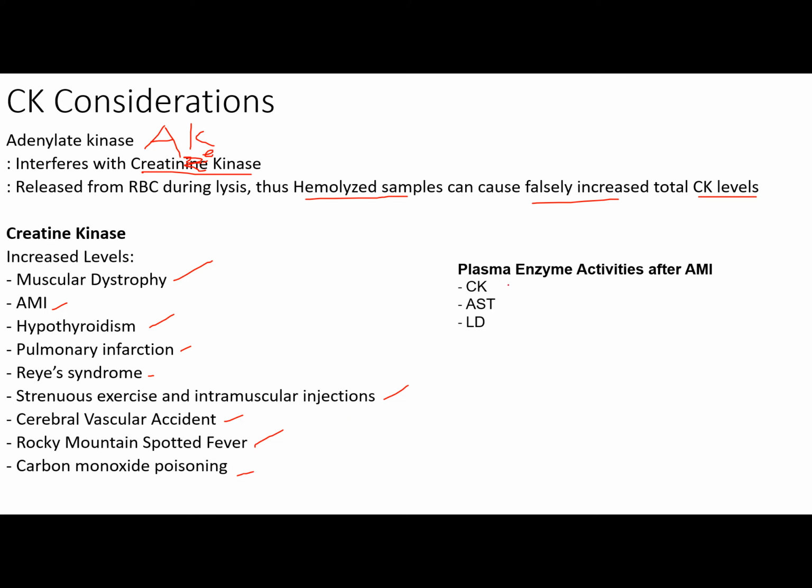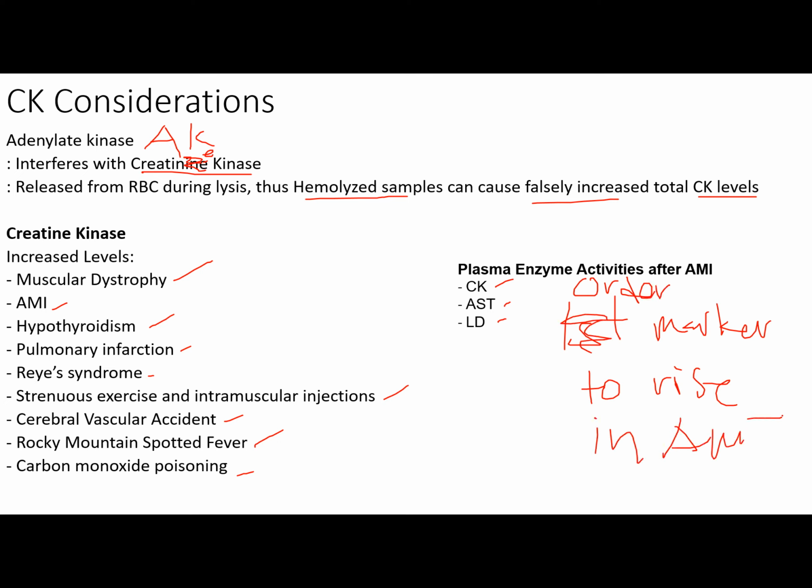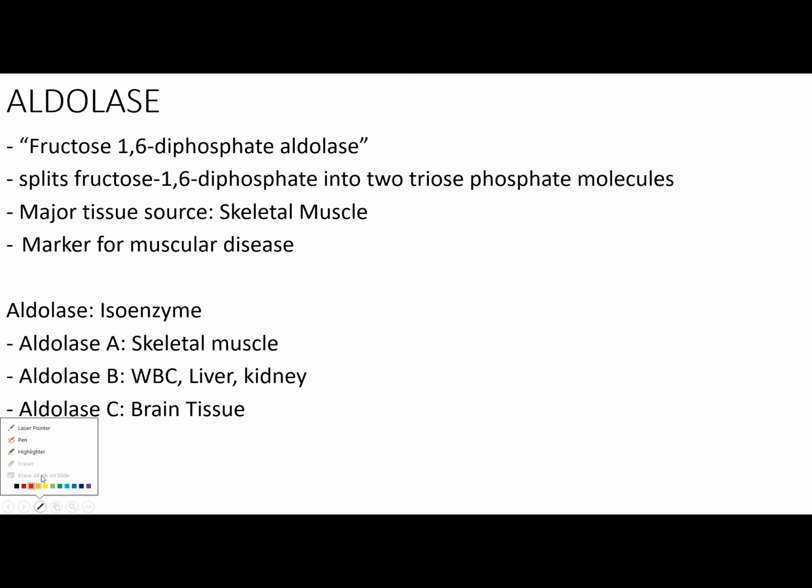Plasma enzyme activities after AMI, class. So we have your CK, AST, and LD. This is the arrangement of them from the first marker to rise. This is the order of markers to rise in AMI. So the first to rise would be CK, followed by AST, and the third would be your LDH.